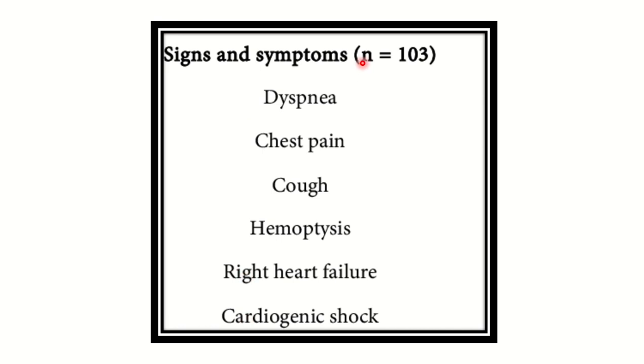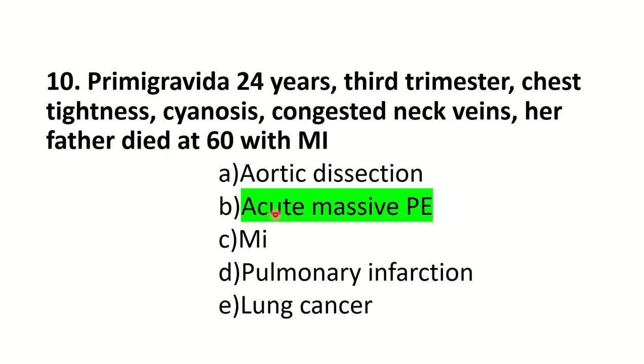So, signs and symptoms of pulmonary embolism. Here we can see the signs and symptoms are similar to the question. That means dyspnea, chest pain, cough, hemoptysis, right heart failure, and cardiogenic shock. So, our answer is acute massive pulmonary embolism.